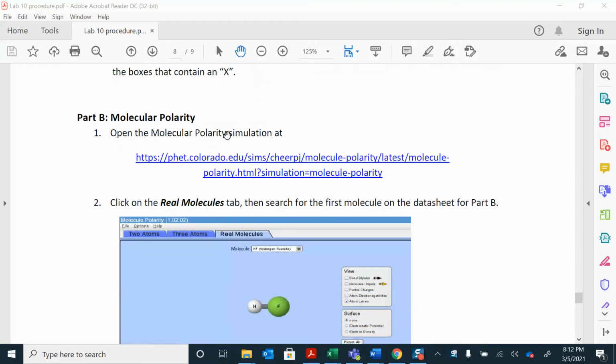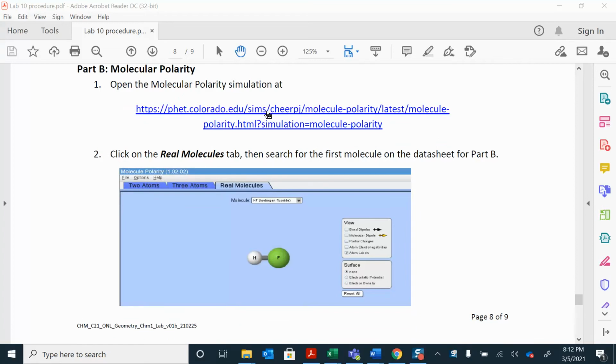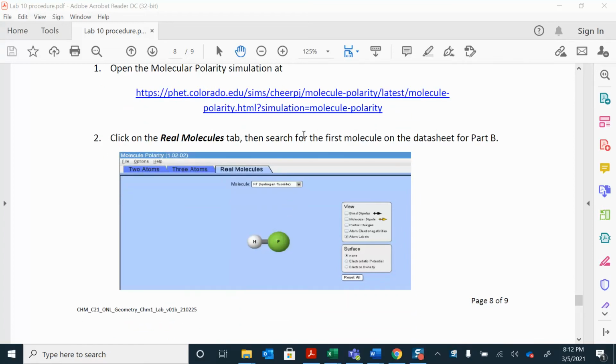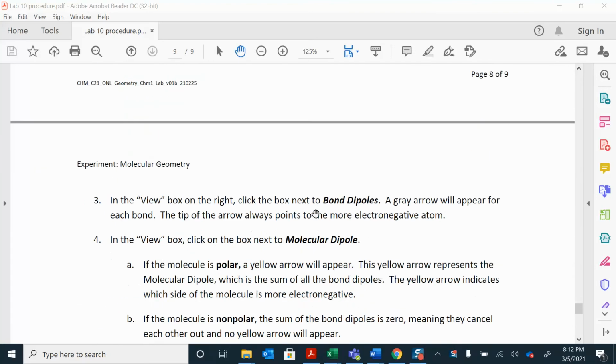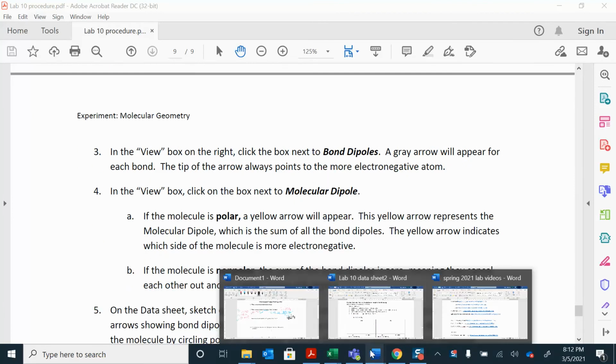Part B, we're going to look at the molecular polarity as well as the bond polarity. So you're going to pull up the simulation. It takes a minute to load, and then we're going to build. You're going to select the real molecule, build the molecule, and then display the dipole moments, the bond dipole as well as the molecular dipole, and then sketch that on the data sheet.